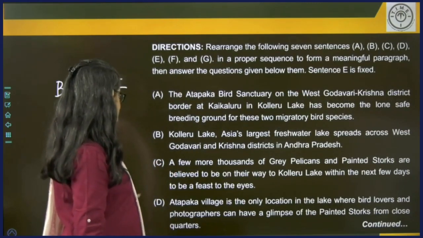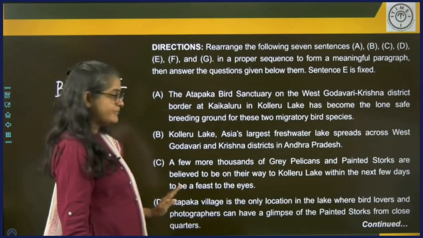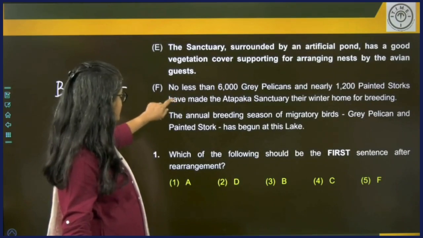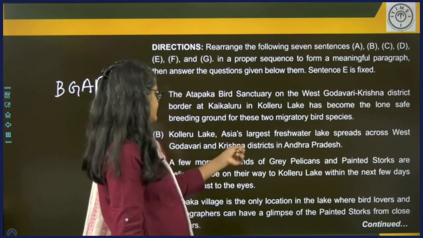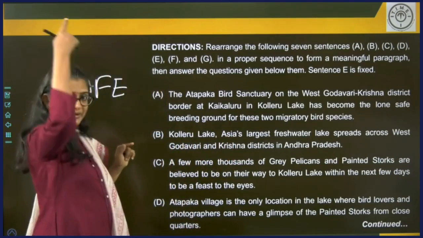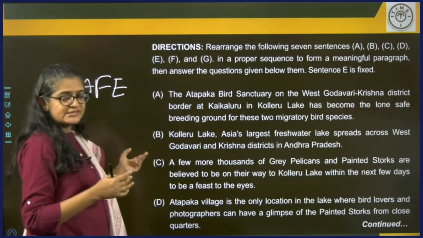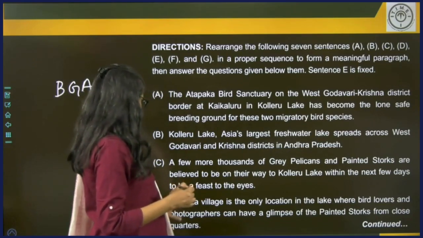We have C and D. Okay, what should come first? Okay, so a few thousand, the number has been mentioned here, and now here you say a few more thousands of these birds are believed to be on their way, because the migration started, that we said in the first sentence. So few more birds of these species are on their way, and D is a good conclusion.